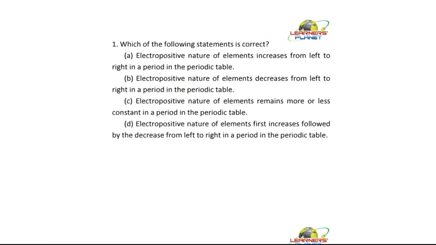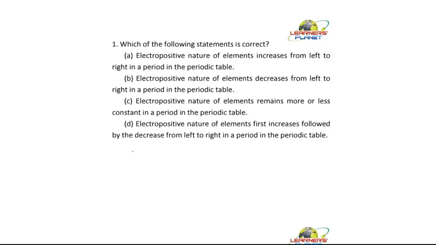Here our first question given is, which of the following statements is correct? Now our first statement here is, electropositive nature of elements increases from left to right in a period in the periodic table. Is it? Say if I am taking up the elements, what is electropositive character?